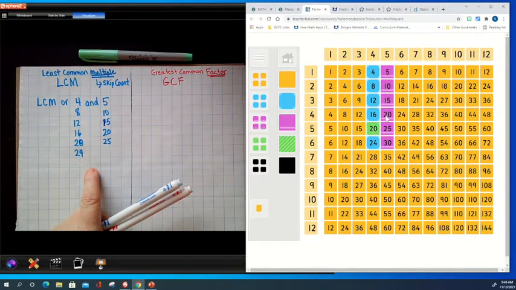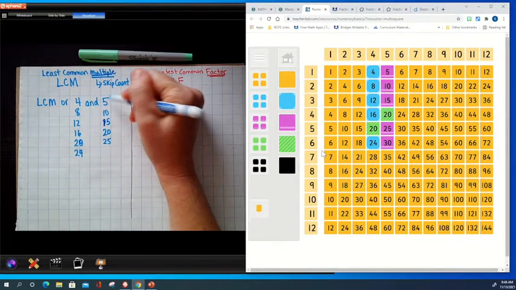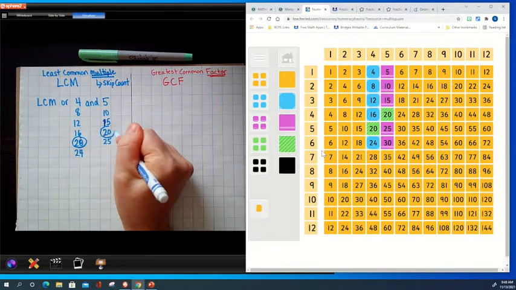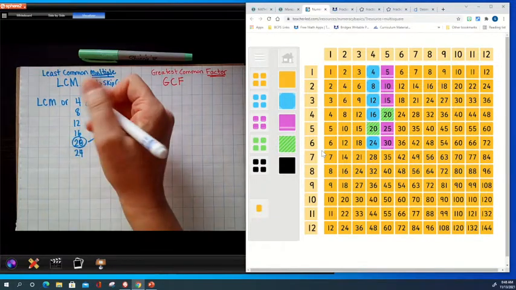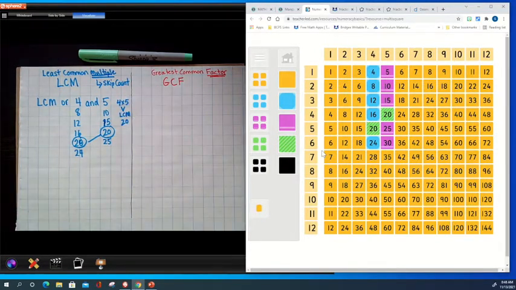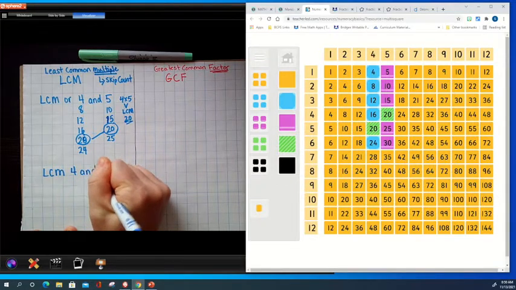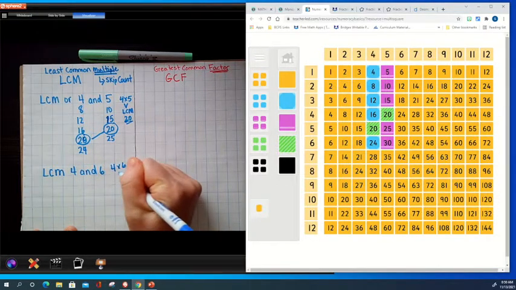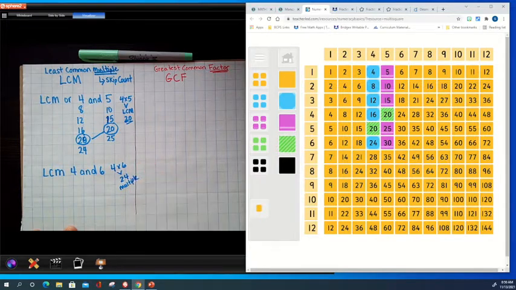All right, so they both share the least common multiple of 20. What that means is when I skip count by 4s and I skip count by 5s, 20 is the number that they land on. Now, some kids have said to me in class, well, Miss Breen, can't I just do 4 times 5 and get the least common multiple? Well, you can do 4 times 5. You will get a multiple, but it might not always be the least. So I like to use this example. All right, the LCM of 4 and 6. Now, you could do 4 times 6 and get 24. This would be a multiple, okay? However, it's not the least.